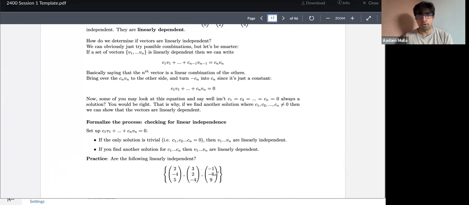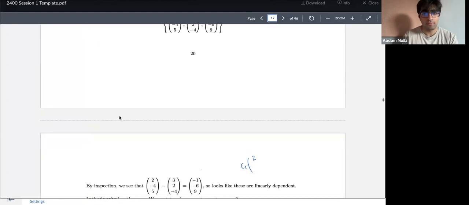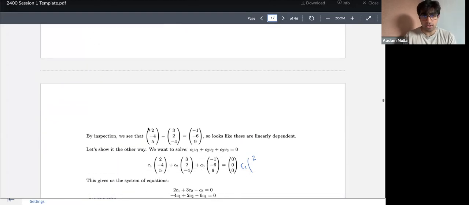What we do is we set up this equation. So we set up c1 times v1. I probably have it written down underneath. Yeah, right. We set up this equation. So here are our three vectors: 2, -4, 5; 3, 2, -4; -1, 6, 9. We say c1 times v1 plus c2 times v2 plus c3 times v3 equals 0, 0, 0, and we see if this has a solution that's not all zeros.